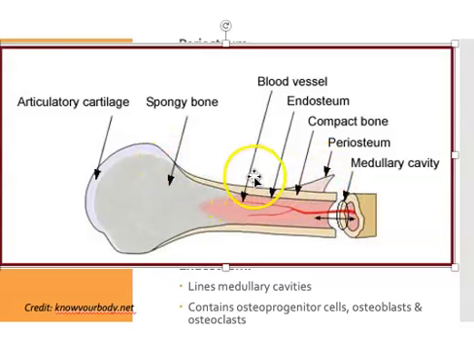Now, there is periosteum all over the surface of this bone in all of the areas except where the articular cartilage is. And the artist has drawn a little place here where the periosteum is peeled up, peeled away from the surface of the bone. There's also a layer lining the medullary cavity, and that's endosteum.